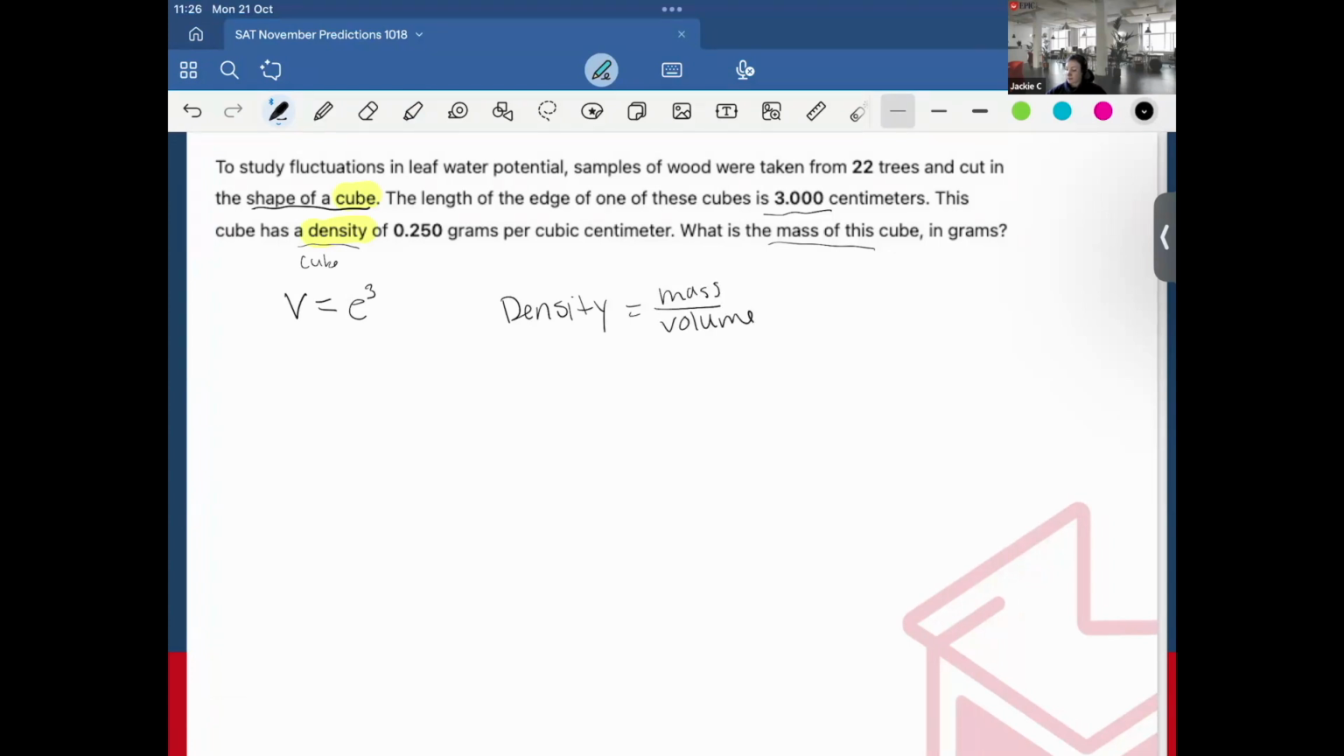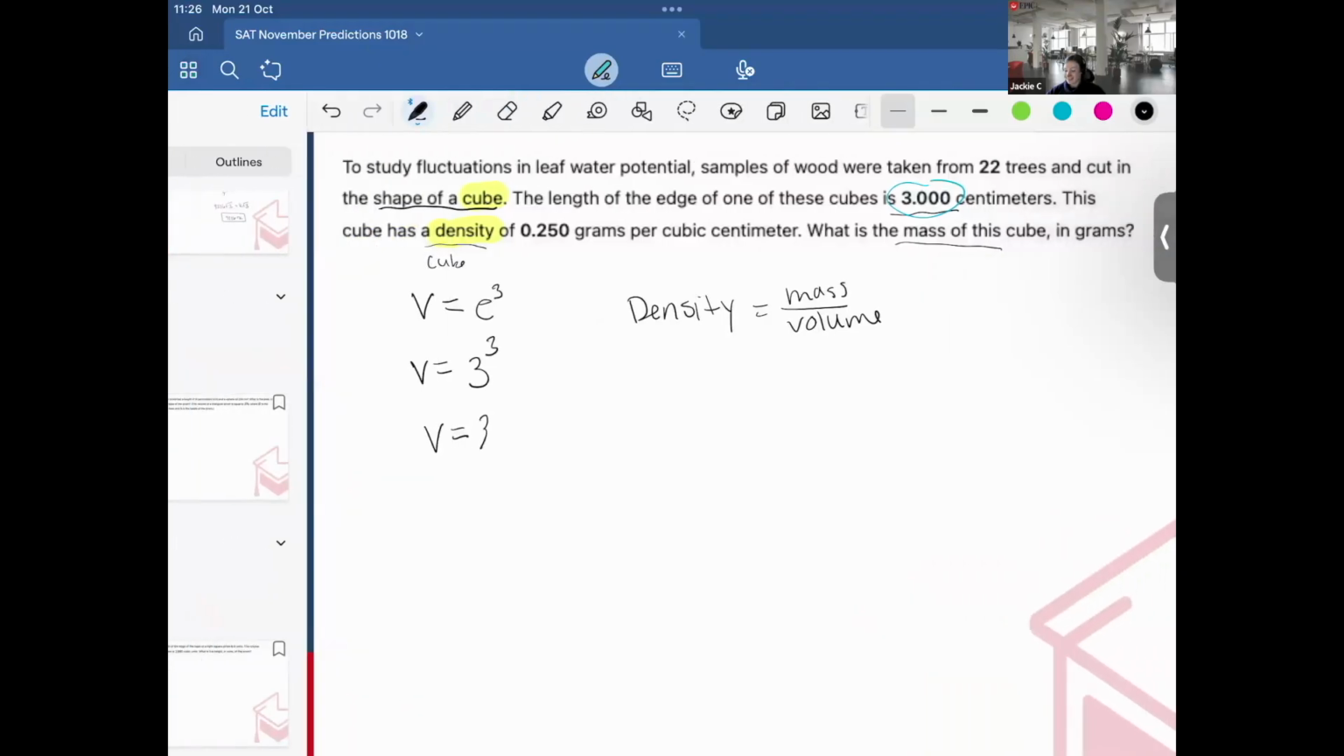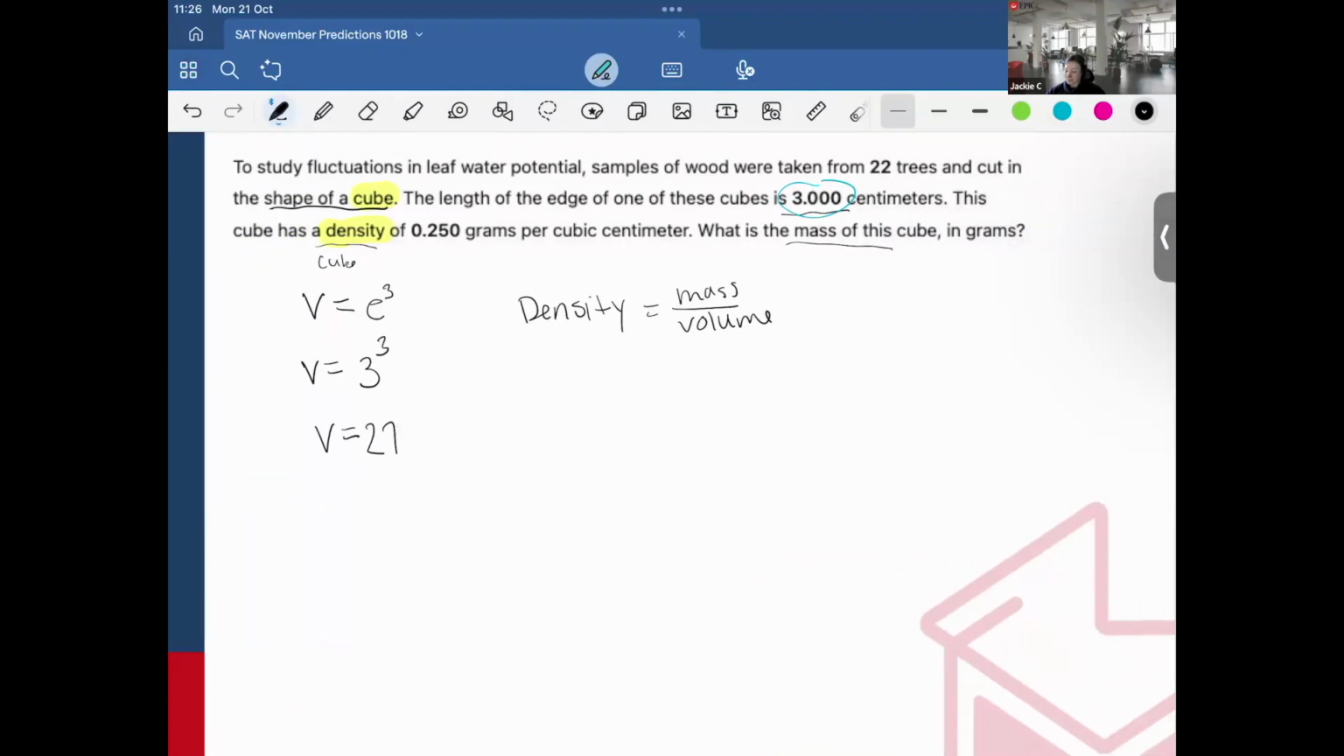Okay, so my first mission would be to find the volume of the cube, which would just be 3 cubed, which is equal to 27. And then it says the density. So density, 0.25, is equal to mass, what we're solving for, over volume, which we know is 27. So basically 27 times 0.250 will equal the mass. Let's see what that is.